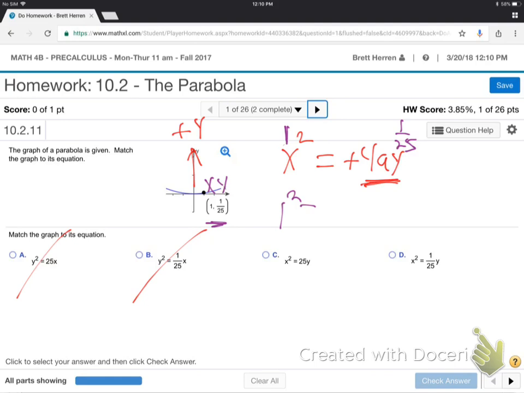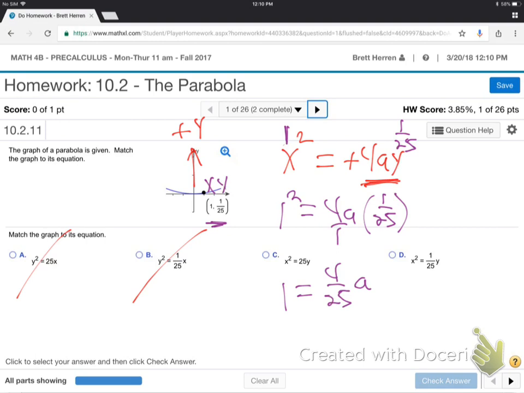Let's see what we got here. 1 squared is 4a times 1/25th. So far, so good. So now, what does this mean? Well, this means 1 equals, now 4 is 4 over 1. Can I put the 4 over 1 and the 1/25 together to be 4 over 25a? That's okay, right?